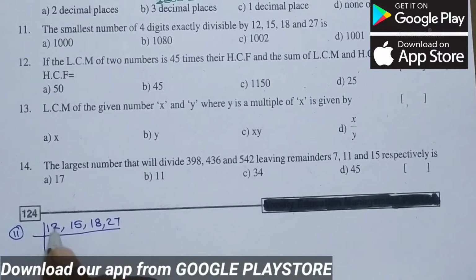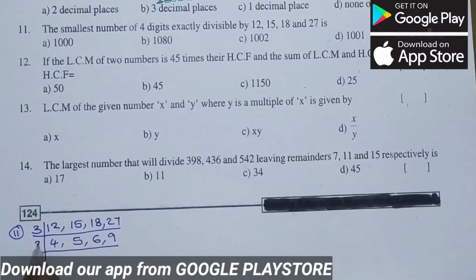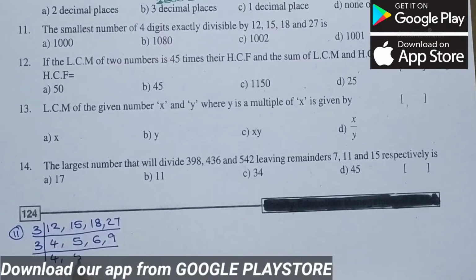So first let us do with 3. It is 3 4s are 12, 3 5s are 15, 3 6s are 18, 3 9s are 27. Now again with 3: 4 is as it is, 5 is as it is, 3 2s are 6, 3 3s are 9. Now we will do with 2: 2 2s are 4, 5 is as it is, 2 1s are 2, 3s are 3. As these are the different prime numbers, we can stop now. Therefore LCM is 3 into 3 into 2 into 2 into 5 into 1 into 3.